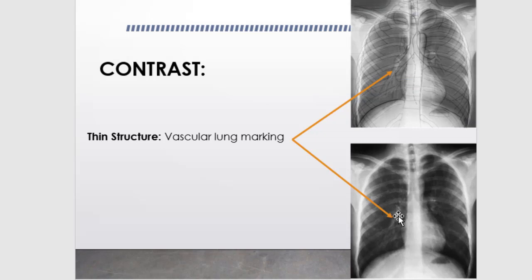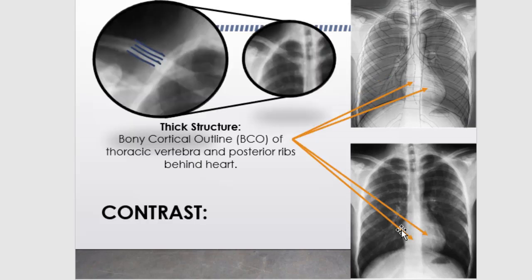Lung marking, the vessels which actually help us to mark the lung parts. Okay, vascular lung marking. You can see here, that's a thinner structure. You can see the thinner structure clearly. Good. Next, the thicker structure. For the thicker structure, we go for the bones especially.